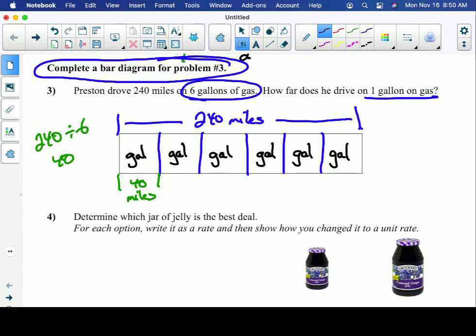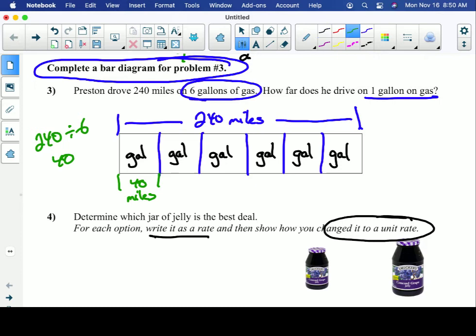Number 4, and we've practiced this one a lot. We've done several of these together. It says, determine which jar of jelly is the best deal. So for each option, we are going to write it as a rate and then show how you change it to a unit rate.